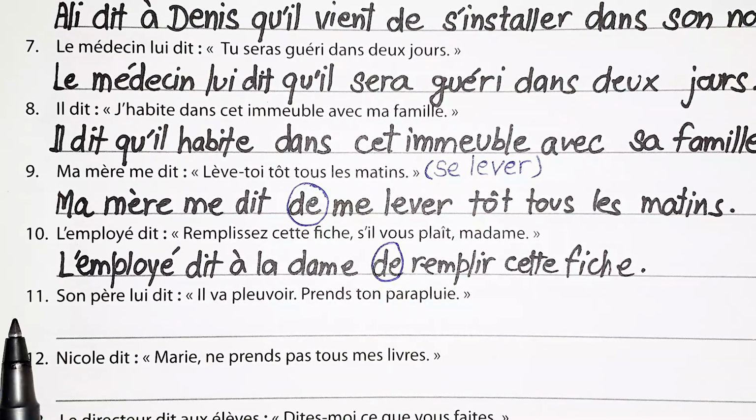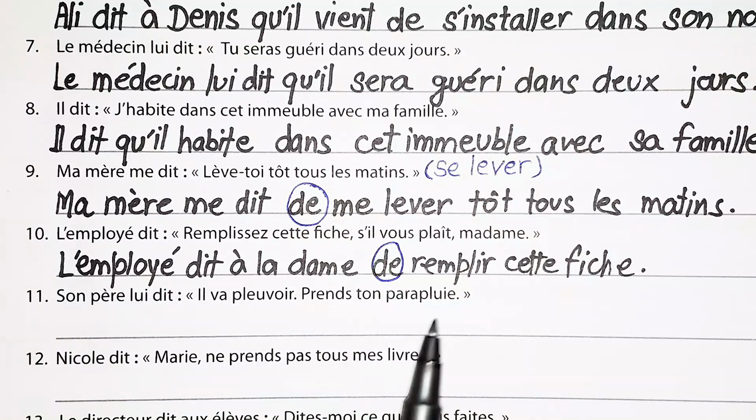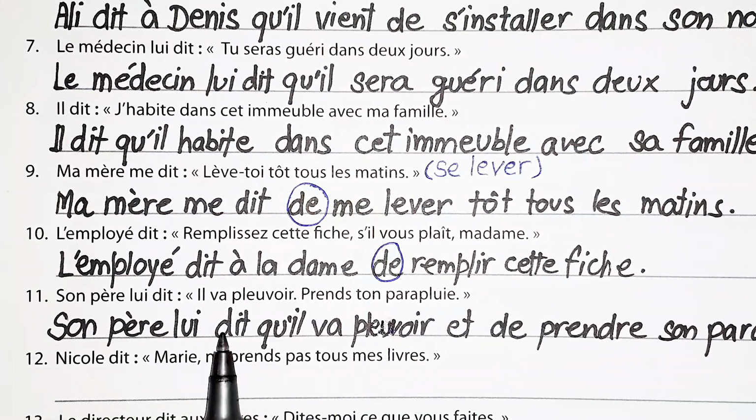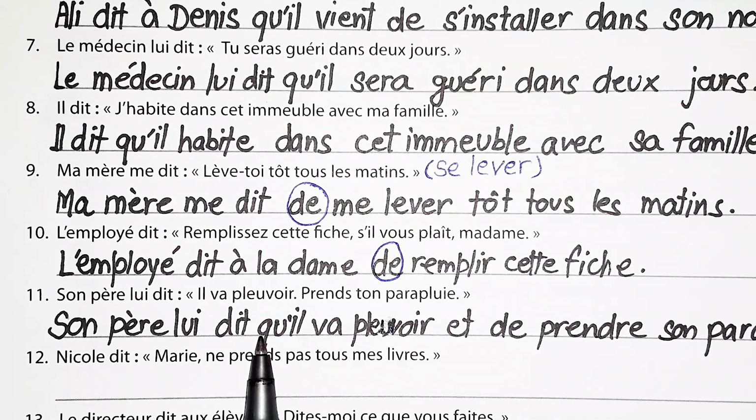Okay. Now the next sentence is son père lui dit, il va pleuvoir, prends ton parapluie. So first we'll join these two sentences using que, then we have got an imperative case here. Son père lui dit, il va pleuvoir, prends ton parapluie. Her father is saying to her, it is going to rain, take your umbrella. Now after changing it, it is like son père lui dit qu'il va pleuvoir. First we joined these two sentences using que. That means her father is telling her that it is going to rain.